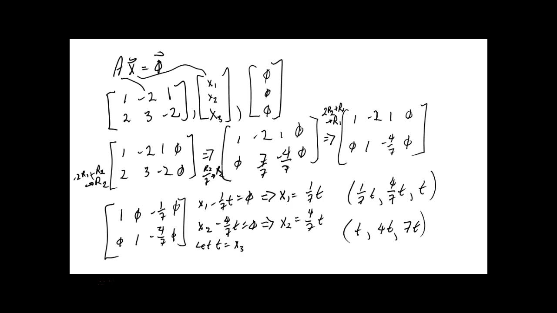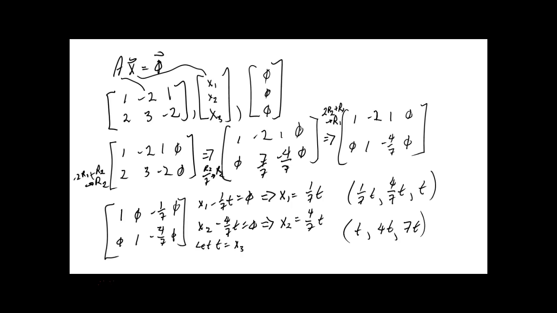I think the book did the second way: t, 4t, and 7t. Just a little bit easier. Nicer on the typesetter too. They don't have to do all the fractions.